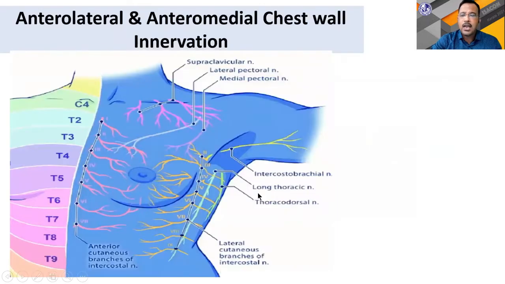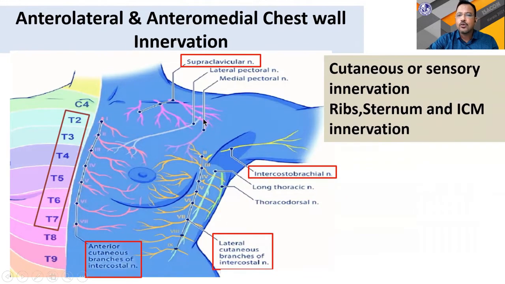Now coming to the innervation of the chest wall. So you have the sensory or cutaneous innervation from the supraclavicular nerves just below the clavicle, which is a part of the cervical plexus, and you have innervation from the anterior cutaneous branches of the intercostal nerve and the lateral cutaneous branches of the intercostal nerve from T2 to T7.